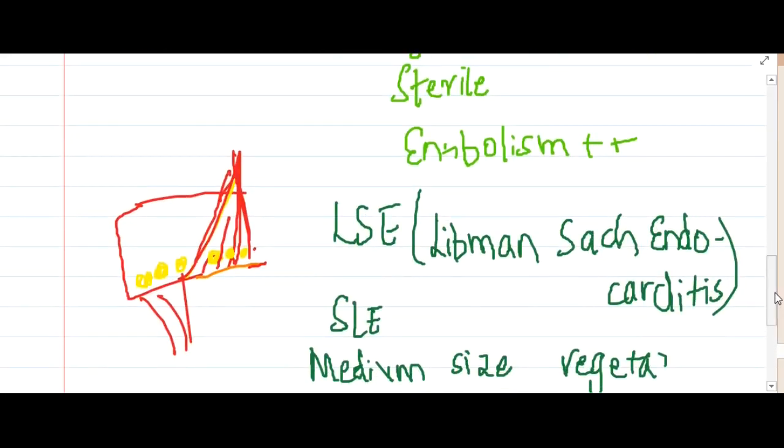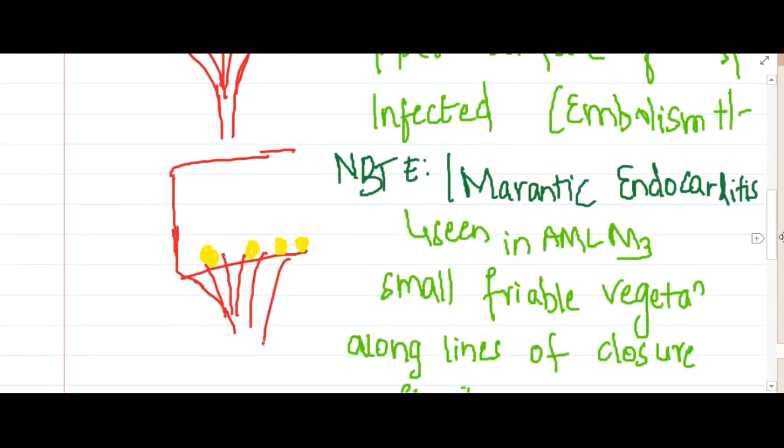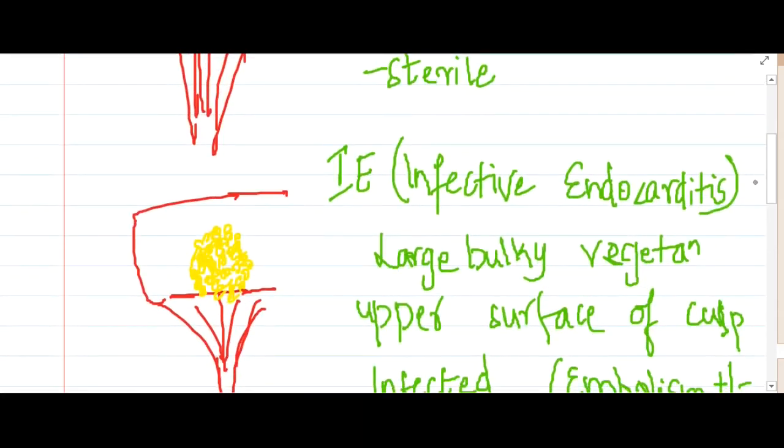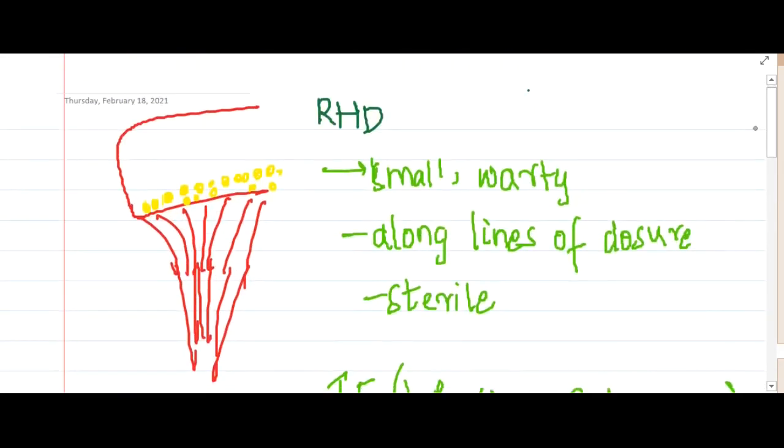This is Libman-Sacks endocarditis vegetation, this is marantic endocarditis vegetation, infective endocarditis, and rheumatic heart disease.